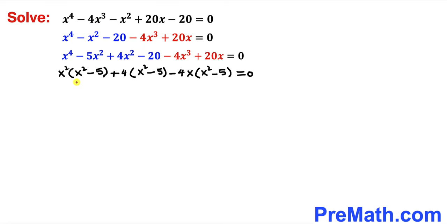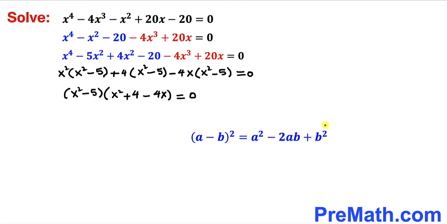And now let's make an observation. We can see x^2 - 5, x^2 - 5, and x^2 - 5, they are common across the board. So therefore I'm going to factor out x^2 - 5, and we end up with x^2 + 4 - 4x. So I'm going to write down x^2 + 4 - 4x is going to be equal to 0.